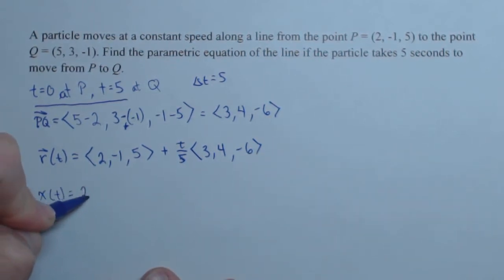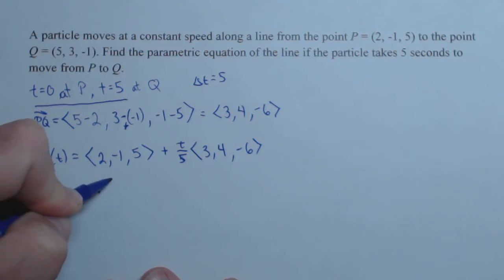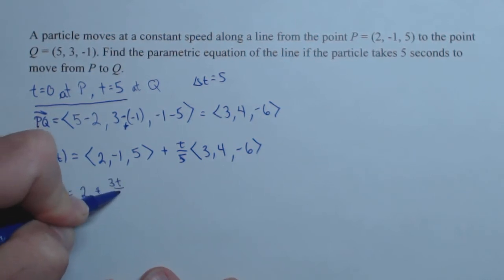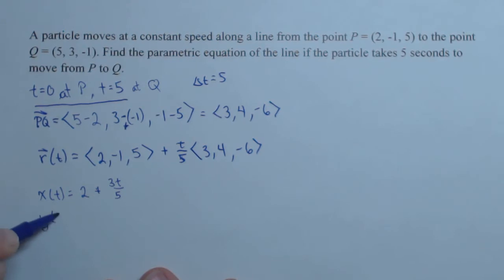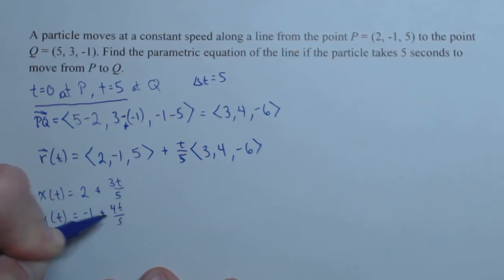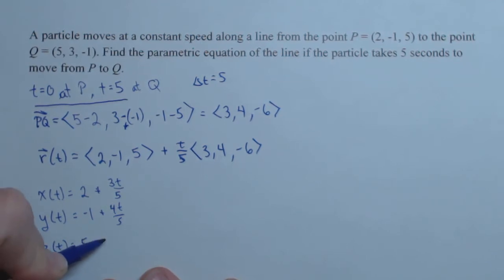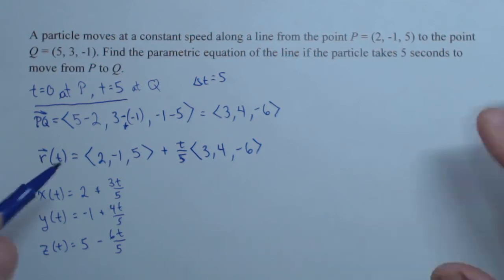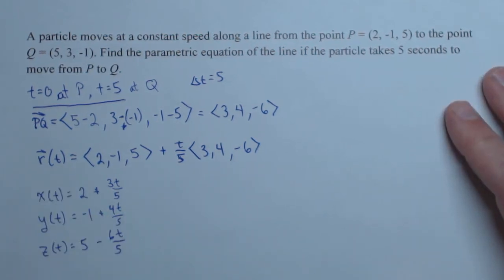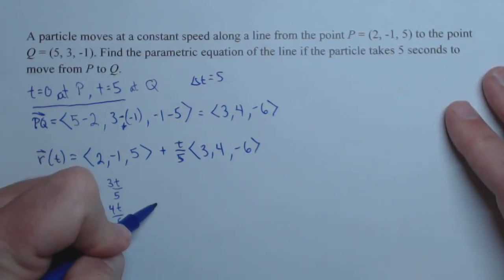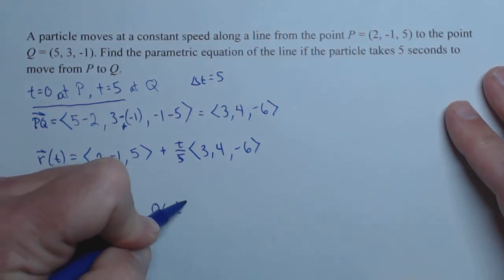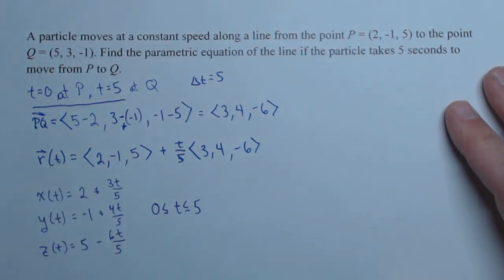So x of t is 2 plus 3t over 5, or 3/5 t. y of t equals -1 plus 4t over 5, and z of t equals 5 minus 6t over 5 would be our parametric equations. And you should always give an interval for your t with parametric equations. For this one, t is going to be between 0 and 5.